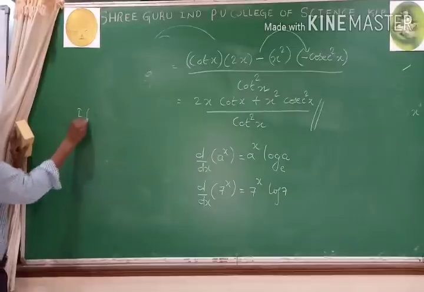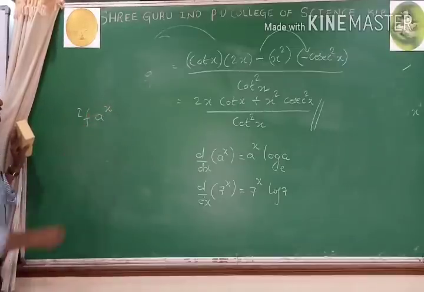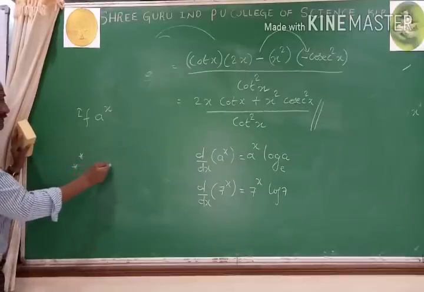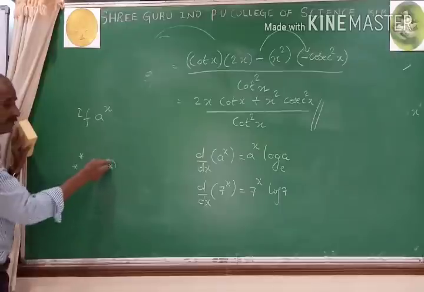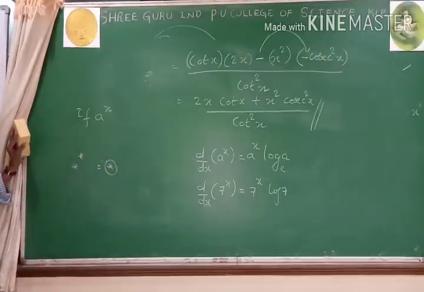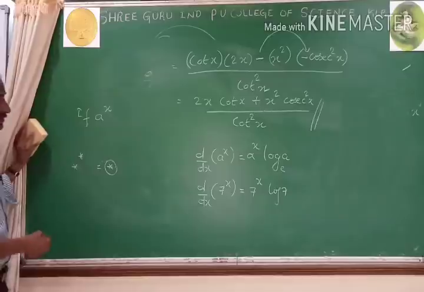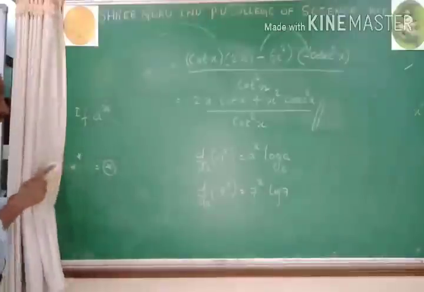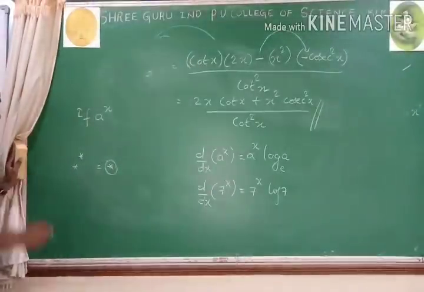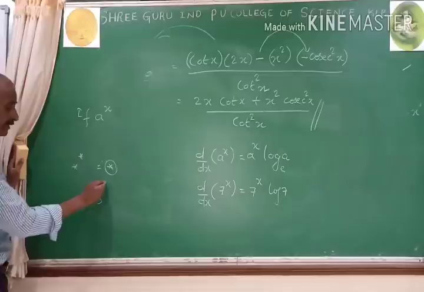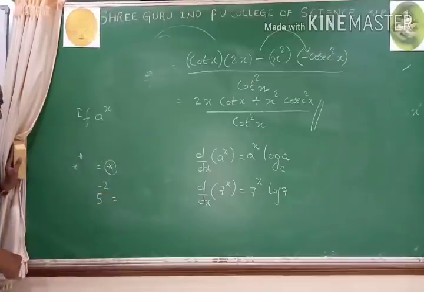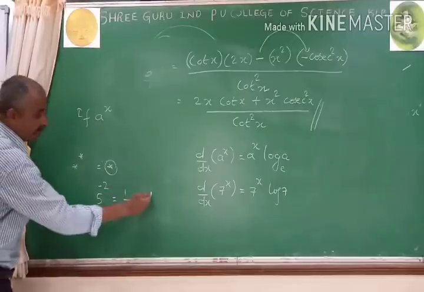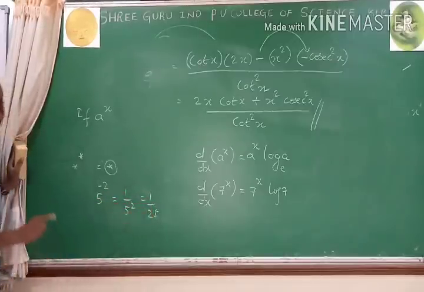Then comes the logarithmic function, which is defined like this. When you raise a number to some power, it is always equal to some number. But importantly, this number is always positive, never negative. For instance, pi to the power of minus 2, the result cannot be negative, it is always positive, because it is actually 1 by pi square. Similarly 5 to the power of minus 2 is 1 divided by 25, the result is positive.